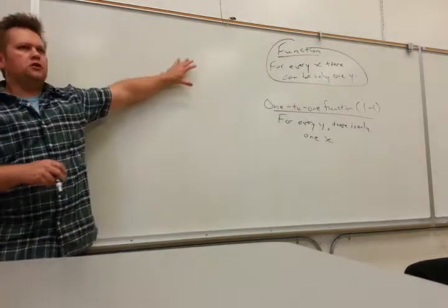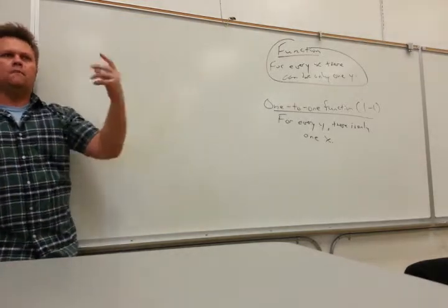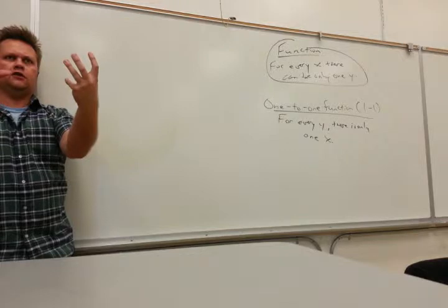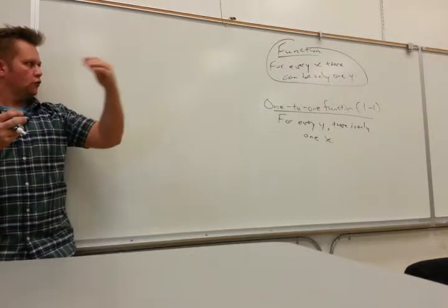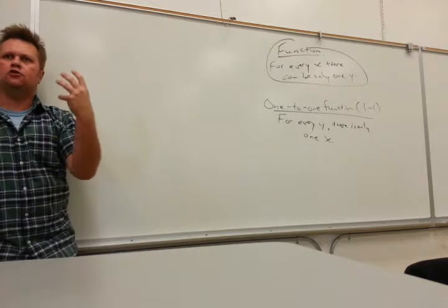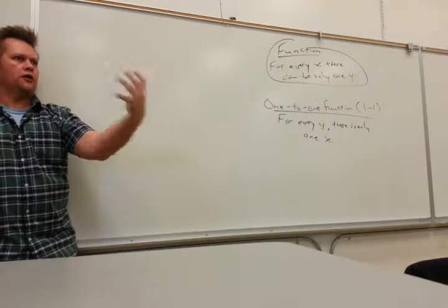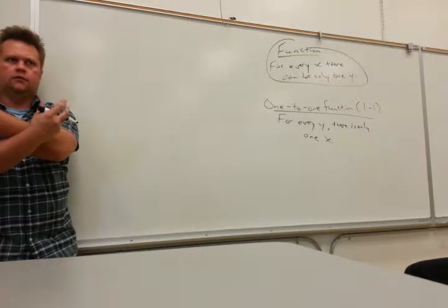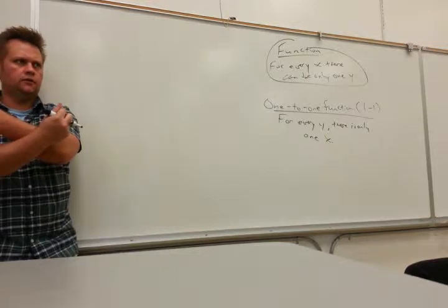So if I have a function that is one-to-one, that must mean there's a way to turn the function around. If every y has only one x, I should be able to turn the function around. I should be able to solve for the other variable easily. How are we doing so far?